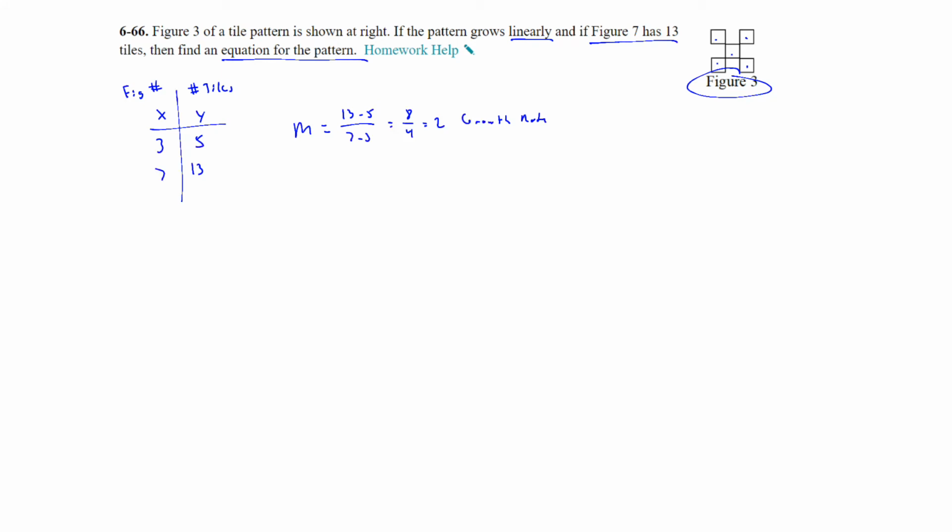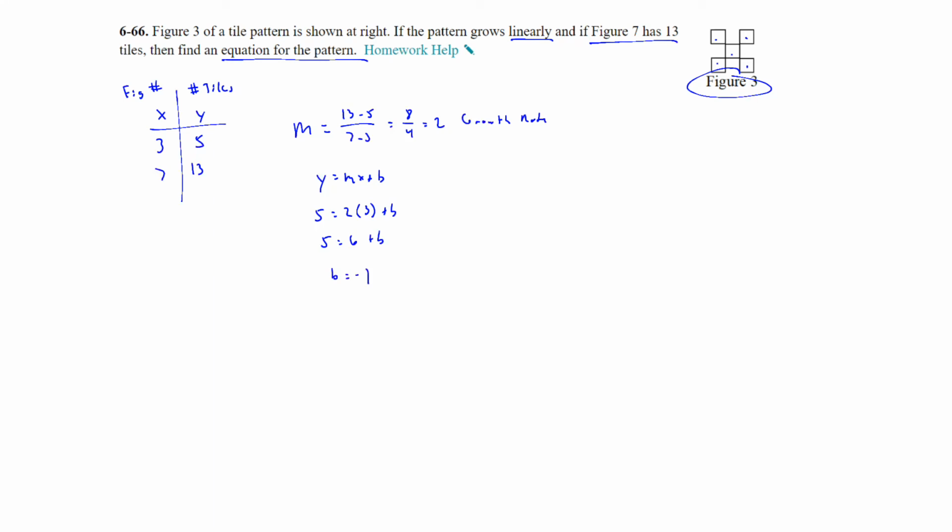I'm going to go ahead and just use the information that is given to find the b value. So I'll use the first point and say 5 is equal to 2, which is my growth rate, times x, which is 3, plus b, so 5 is equal to 6 plus b. Subtract 6, b is equal to negative 1.